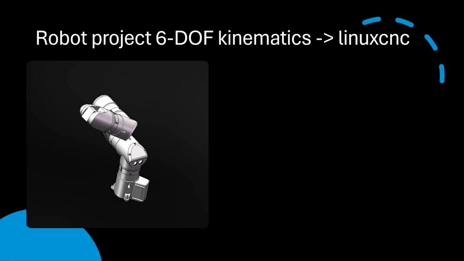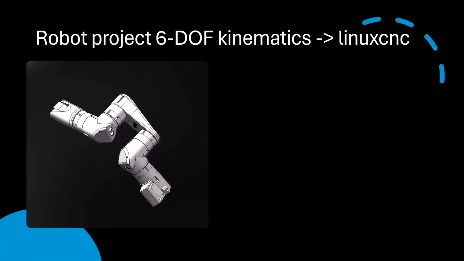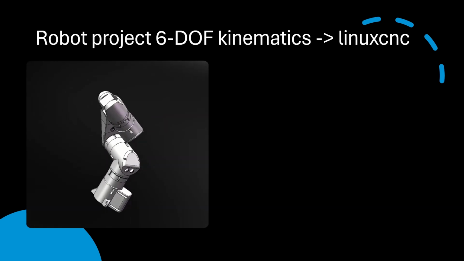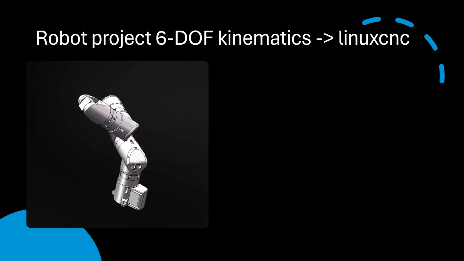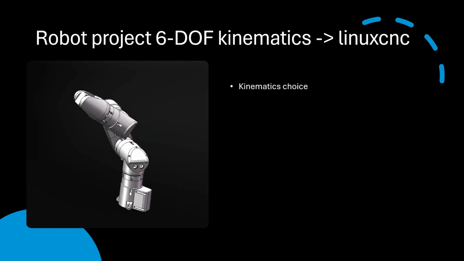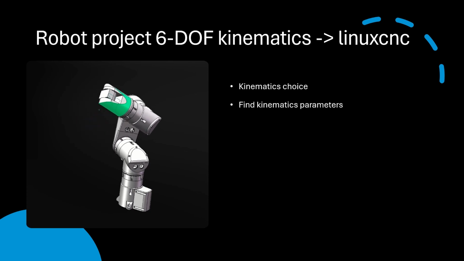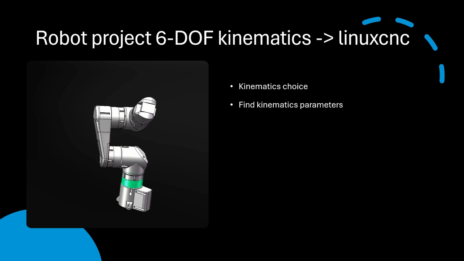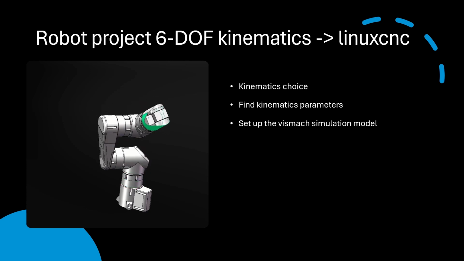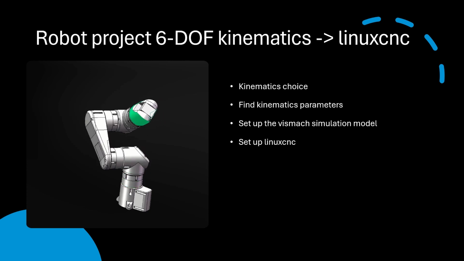I am back on my robot project. In this video, I will give you some background for the implementation of the robot kinematics in Linux CNC. I will show you which kinematics model I have chosen, explain which parameters have to be set, and which limits must be considered. We will look at how to write the VSMAC application for the 3D simulation, set up Linux CNC, and test the whole thing.